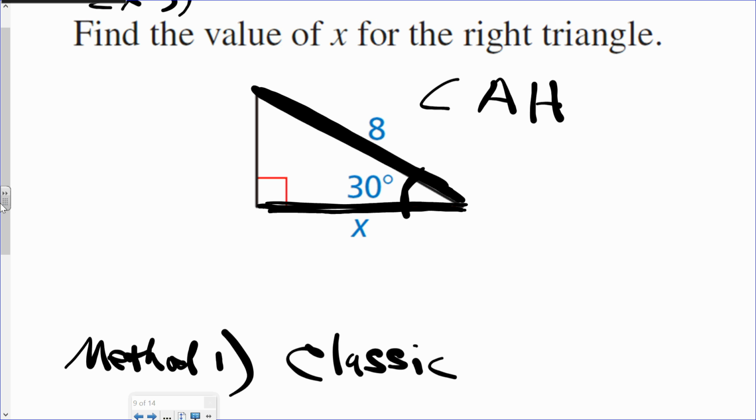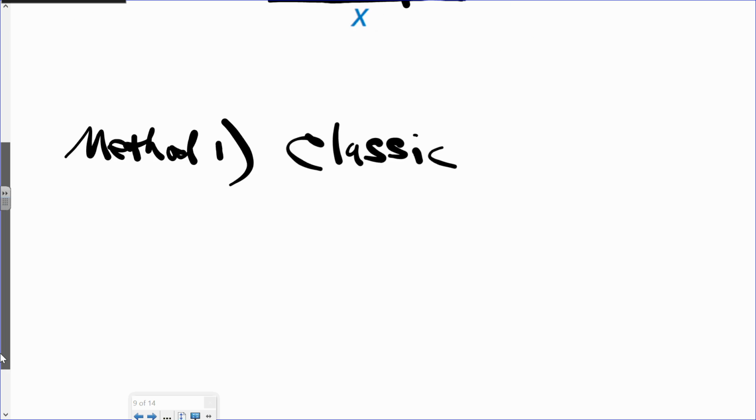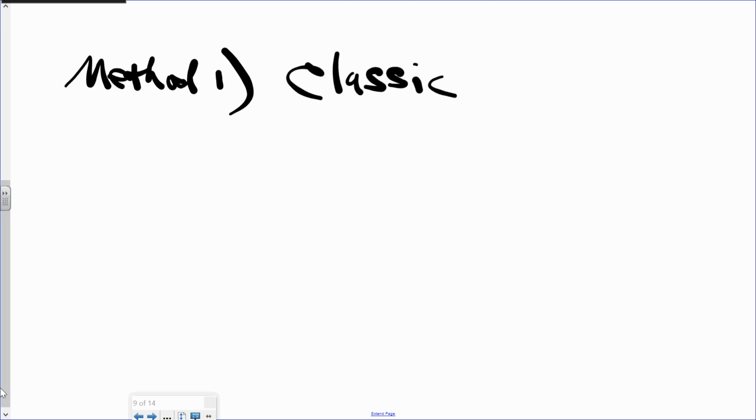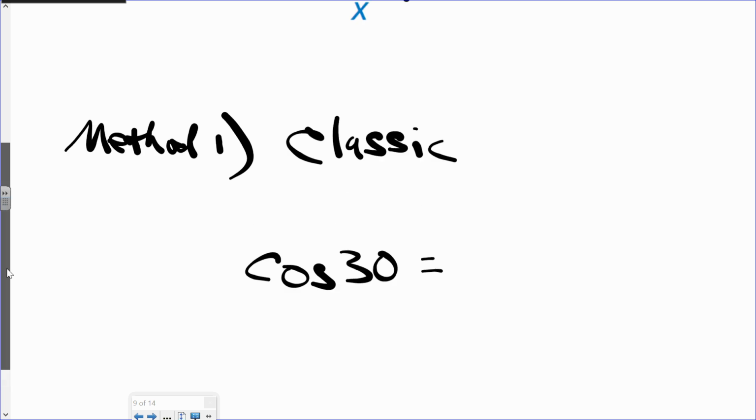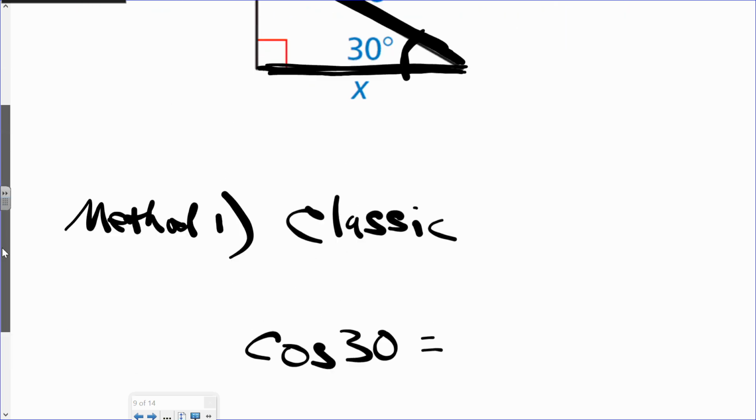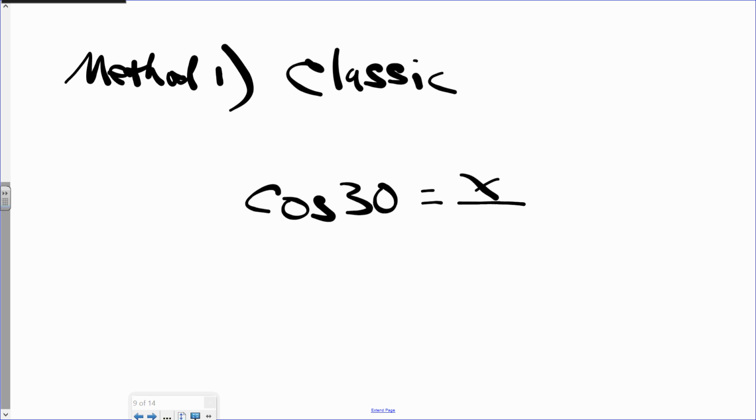So remember the classic method. You did this about a month ago. Watch. Let's form the equation now. Cosine of 30 is adjacent over hypotenuse. That's x over 8. You know this already. This should ring a bell from about a month ago. I think quiz 18 was on this or something like that. We've been here before.